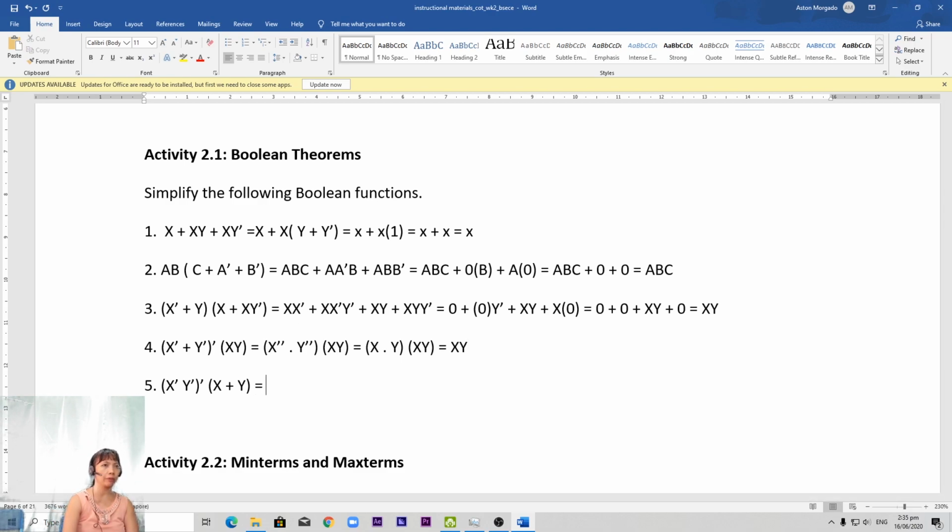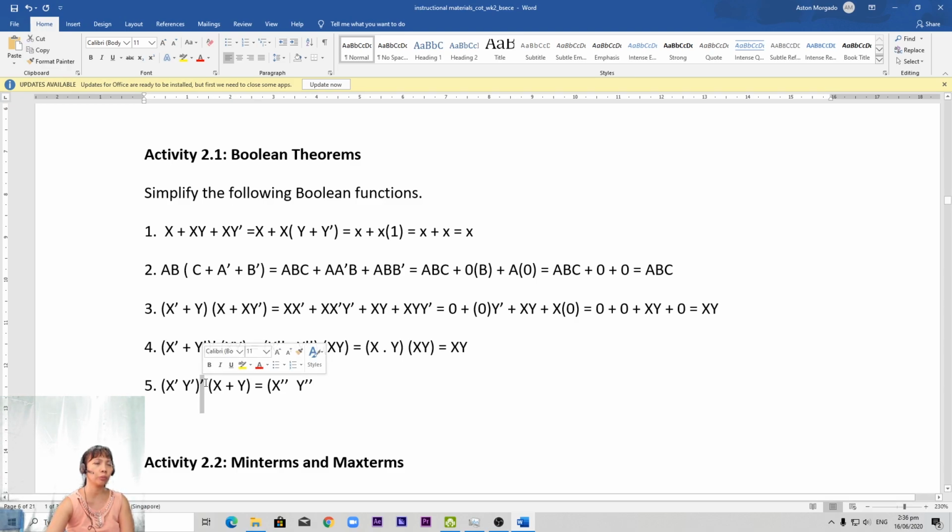And last, for number 5, we also have a case of De Morgan's principle here. The given is open parenthesis x prime y prime close parenthesis and another prime here. What are we going to do first? We have to put the prime inside. So we have x prime and then another prime, and for y we have y prime and then another prime, because we're adding the prime inside the parentheses.